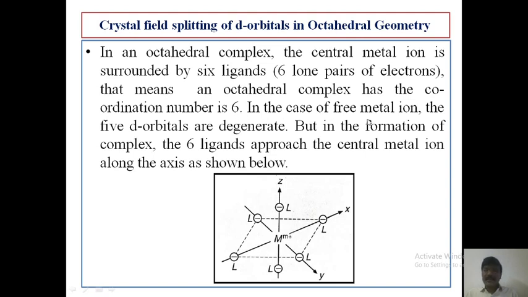In the case of a free metal ion, the 5 d orbitals are degenerate, but in the formation of a complex, the 6 ligands approach the central metal ion along the axis. It is shown that this is the central atom, and 6 ligands are approaching the metal atom or ion along the axis.